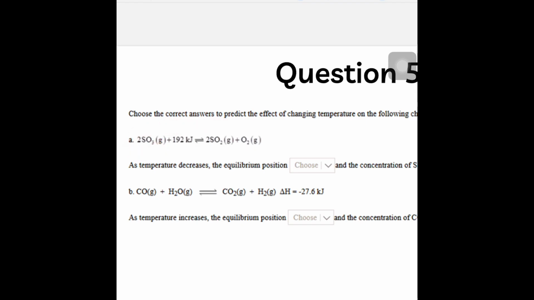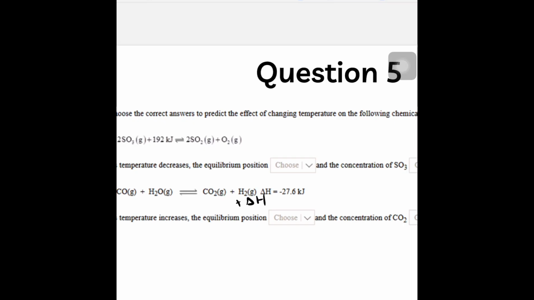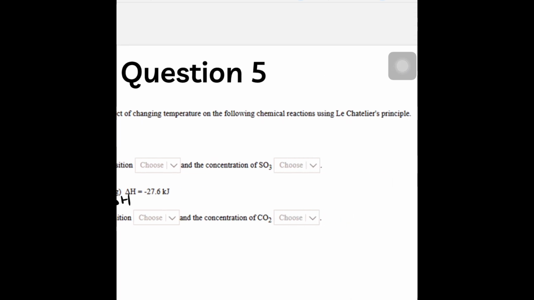Now for the other one, as temperature increases, the equilibrium position. Now this delta H is negative, so I like to put the delta H as a product since it's an exothermic reaction. So if I have an increase in delta H, the system wants to counteract it and go towards the left side, wants to decrease the delta H. So the equilibrium position is also going to shift backward. And the concentration of CO2, which is over here, because the system is going this way, is going to decrease.